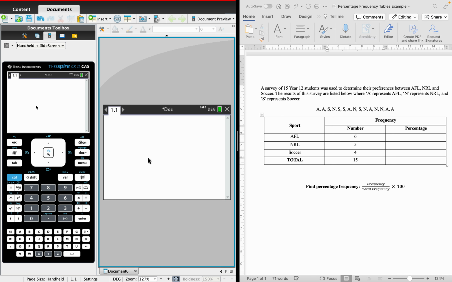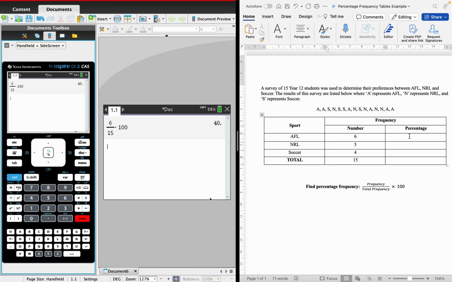Now we need to calculate our percentage. What percentage of the total number of outcomes, or total number of students, selected AFL? That was 6. If I put my fraction in, 6 out of 15, that will give us our proportion, but we want our percentage, so we're going to multiply that by 100. And that gives us 40%. So 40% of those 15 students selected AFL.